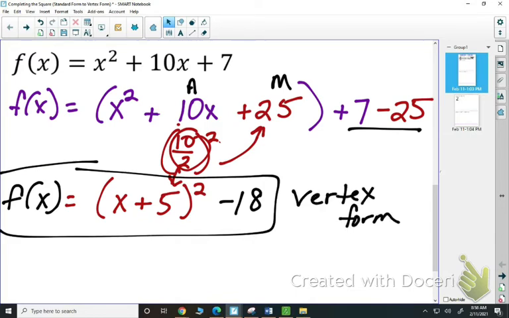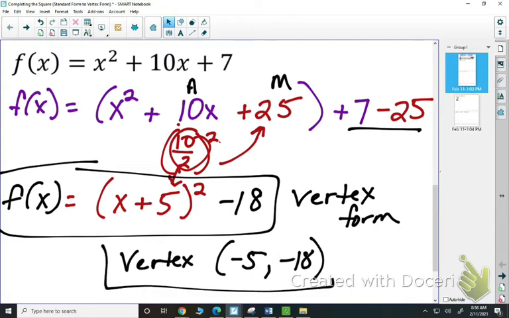So what I need to do yet is to identify the vertex. So the vertex is going to be -5, -18. So again, the process for today is to write it in vertex form and to identify the vertex.